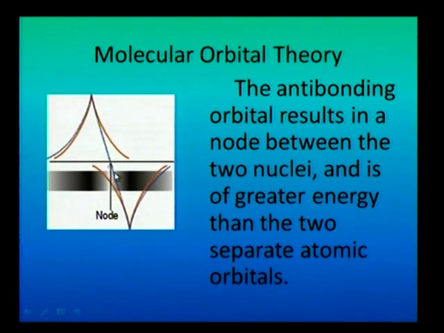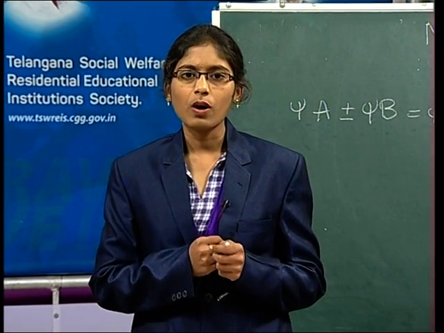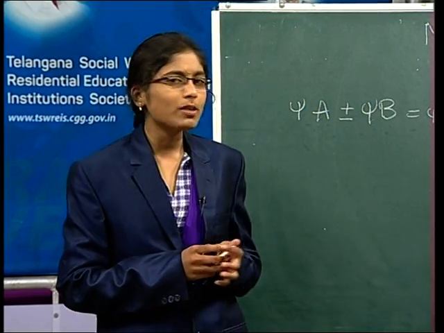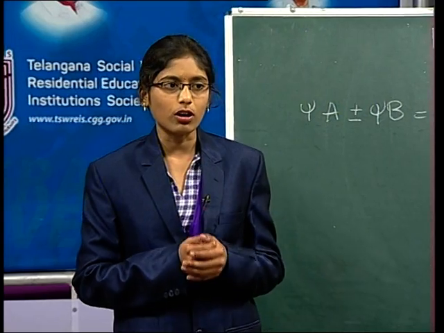When these two electrons combine in different phases with different signs, it results in a node between the two nuclei, and the anti-bonding molecular orbital has greater energy. If it has greater energy, it has lower stability, because energy is inversely proportional to stability. I hope that you understand what is bonding molecular orbital and what is anti-bonding molecular orbital.